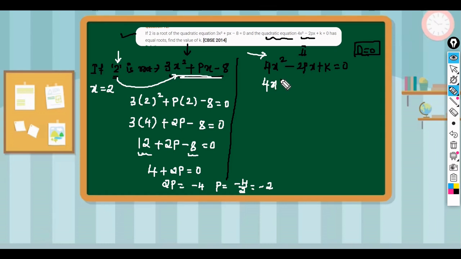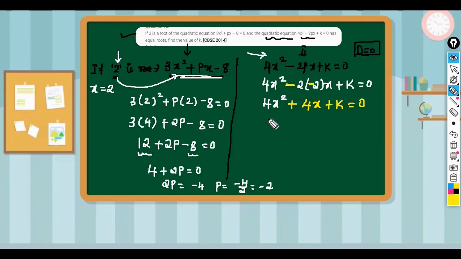Come to the second part now and put this. 4x square minus 2 into p. What is p? P is minus 2 into x plus k equal to 0. Get this simplified. 4x square minus minus, there are two minuses back to back. You can see here there is minus here and here there is minus. First write plus, don't forget. Now multiply 2 2s are 4. 4 into x is 4x plus k equal to 0.